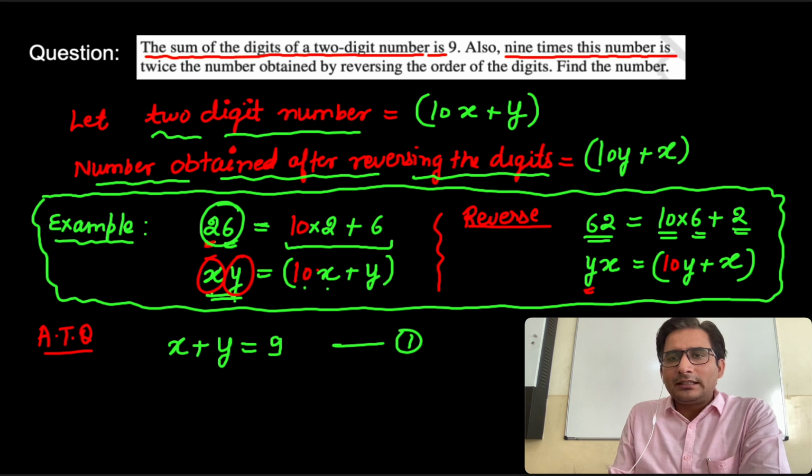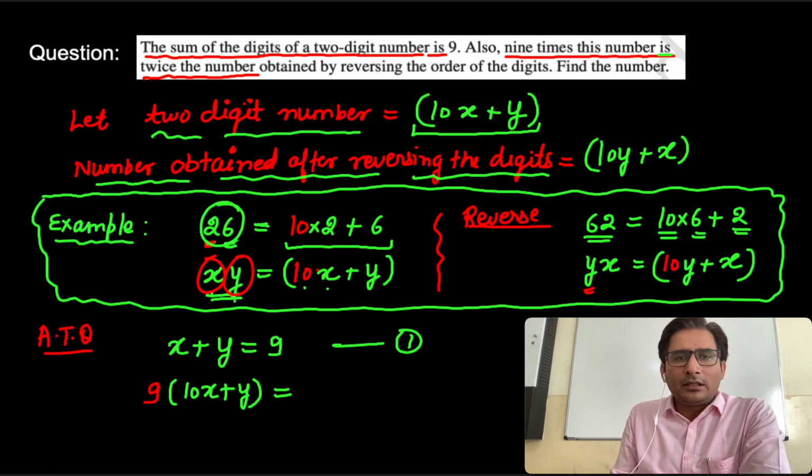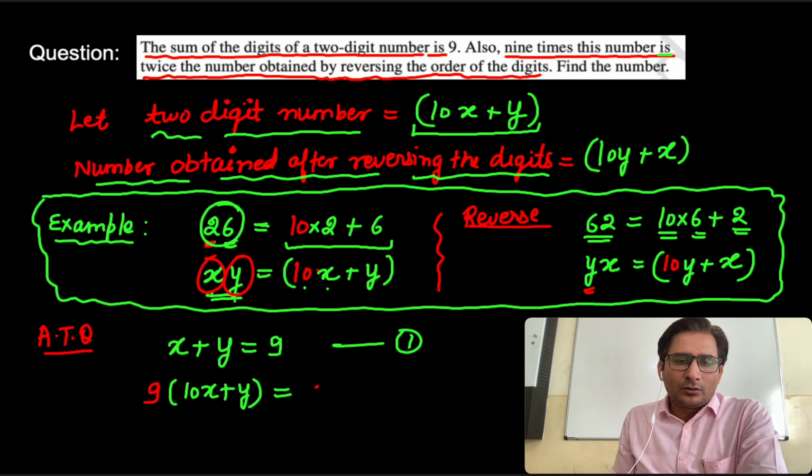9 times this number. So what does it mean? 9 multiplied with the number. So what is the number? The number is 10x plus y. 10x plus y. 'Is' means equal to sign. Twice the number obtained by reversing the order of the digits. Twice means 2, and the number obtained by reversing the digits is 10y plus, yes, good, 10y plus x.